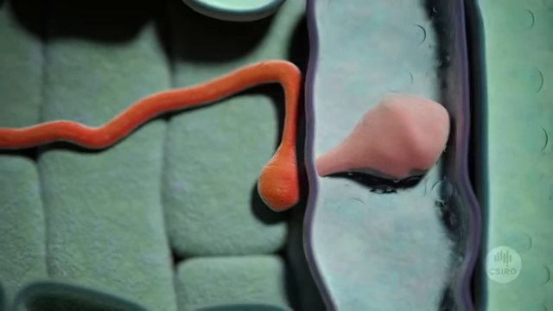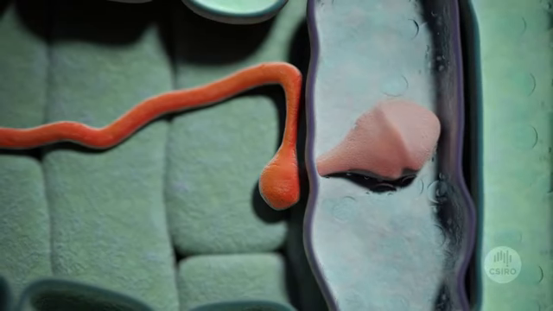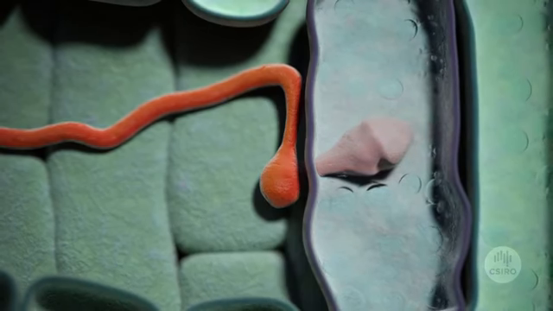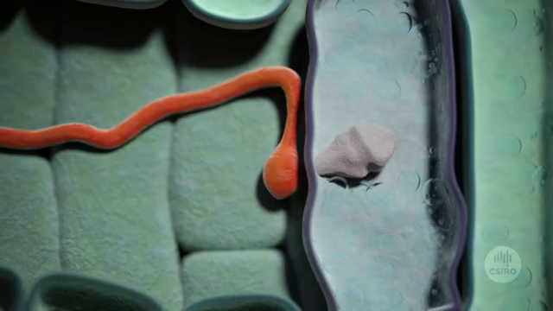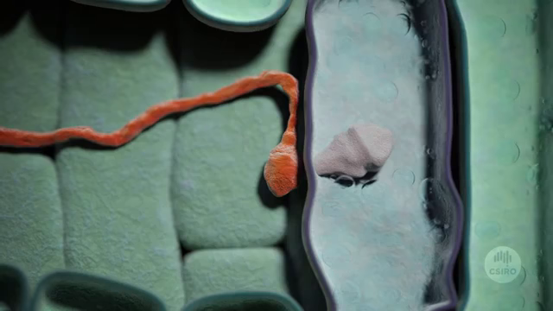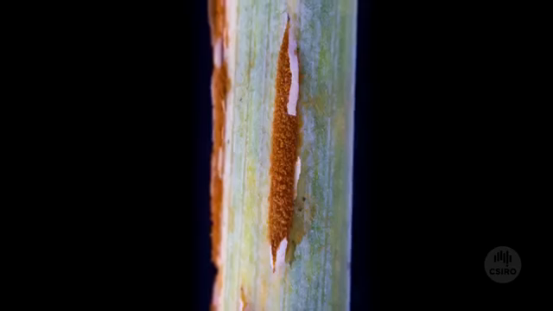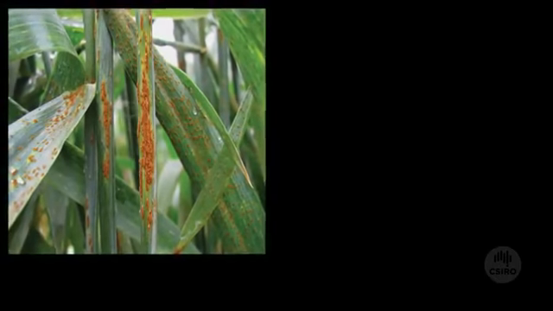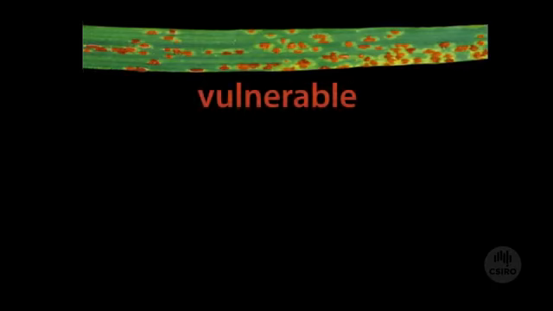Now that the parasite is detected, the infected cells are sacrificed, cutting off the energy supply to the invader. The fungus will eventually starve, and the plant can continue to grow. New strains of fungi are constantly developing through evolution. This can make some plants vulnerable to infection.